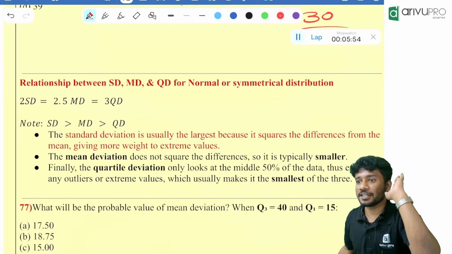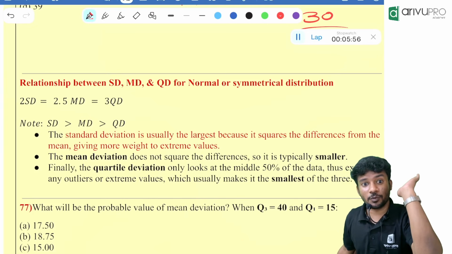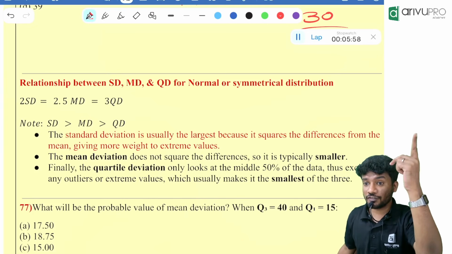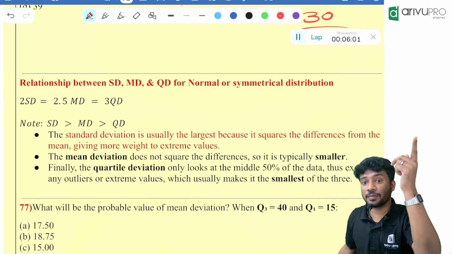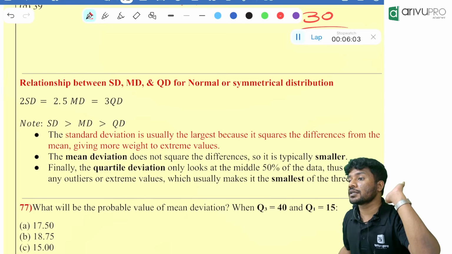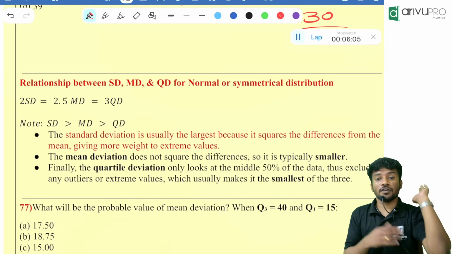Very easy. Now, range is what? Largest minus smallest is range. Coefficient of range is what? Largest minus smallest divided by largest plus smallest into 100. That is the coefficient of range.